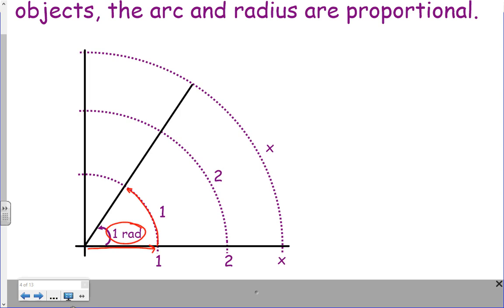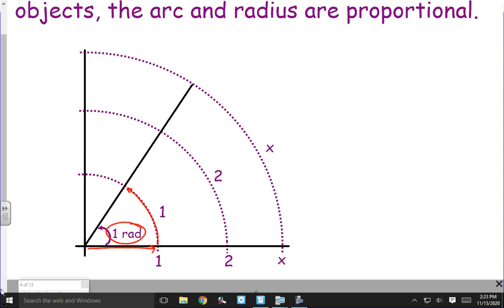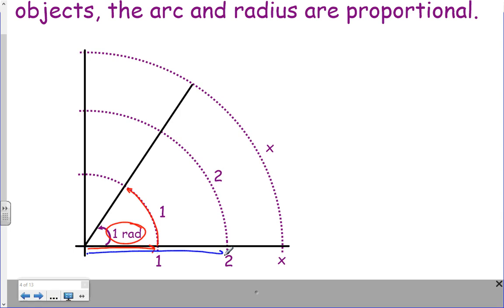So now what happens when we extend that? Well, the radian measure, the angle here, has to stay the same, of course. But notice what happens here when I double my radius. This distance here now is 2. And it turns out that if I walked along this arc length, I would travel 2 units.